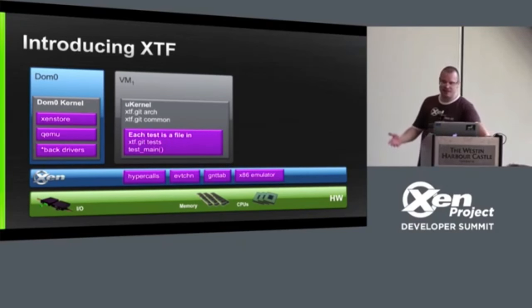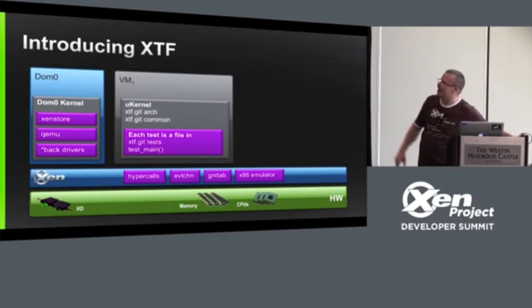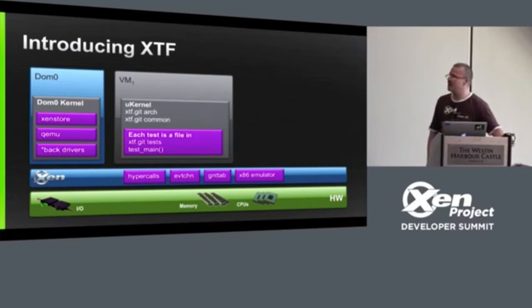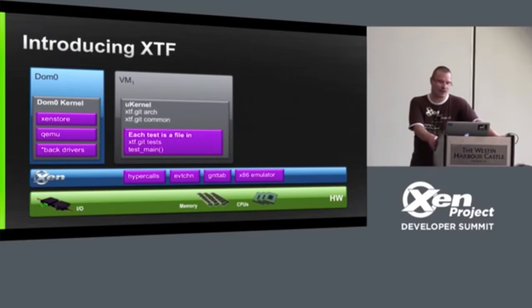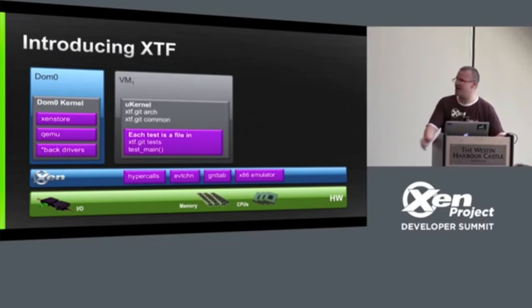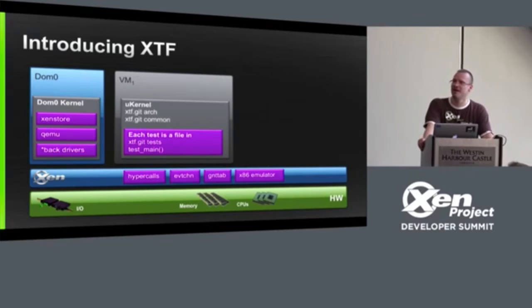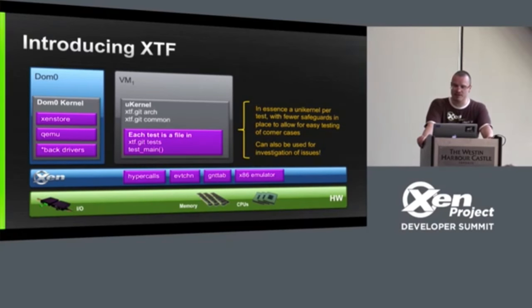Basically, for each test, you have an individual file with a test_main entry point. And it's ideal to test things like hypercalls, event channels, x86 emulator, and things like XenStore, QEMU, and the various backend drivers. It's fundamentally a unikernel with some safeguards removed, such that you can do sort of setup and more checking. And it's also very useful to investigate issues and for debugging.